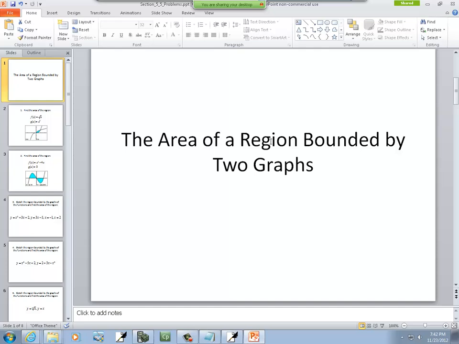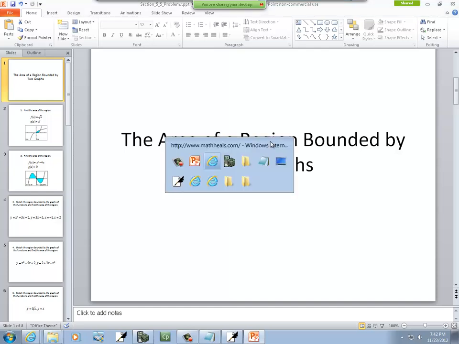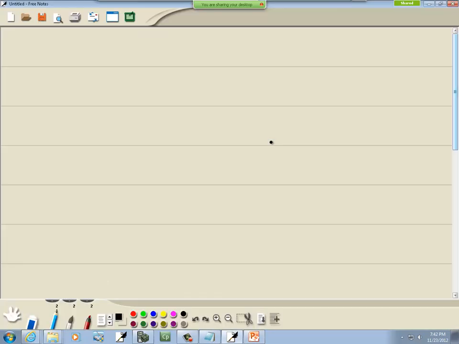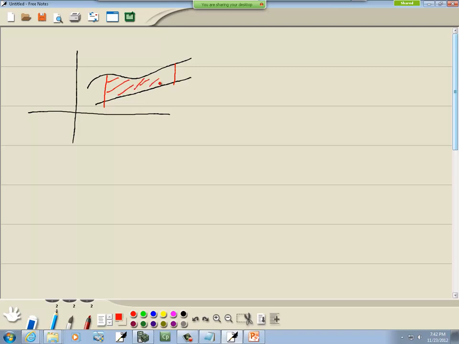And let's take a look at the area of a region bounded by two graphs. Now let's talk about the idea of this. You're going to have one graph up here, and you'll have another graph down here. And you're trying to find the area bounded, and maybe we're saying between this x value and this x value. So we're trying to find this right here.